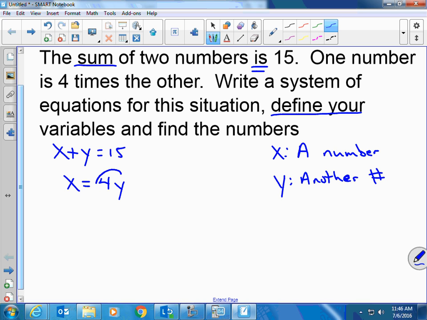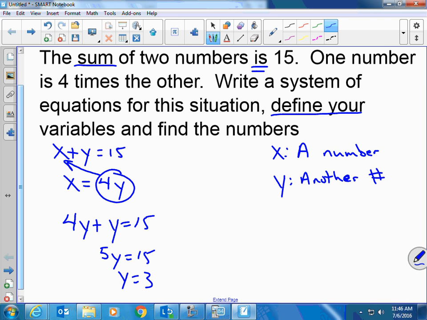So I'm going to use substitution. Let's substitute what X equals in for X. So X equals 4Y. So I will substitute what X equals in for X. And now solve. 4Y plus Y is 5Y. Divide, and Y is 3. If Y is 3, and I know that X equals 4 times Y, then X must be 12. And there's my two numbers. One number is 12, the other number is 3. And 12 plus 3 does equal 15.